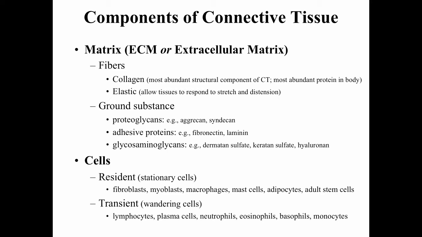And then there are transient cells or wandering cells. These are essentially cells that come into connective tissue from the peripheral blood. So cells like lymphocytes, plasma cells, neutrophils, eosinophils, perhaps basophils, and monocytes. We're not going to consider the transient cells of connective tissue in this series of podcasts because we're going to talk about them when we talk about blood cells in a later portion of the course.